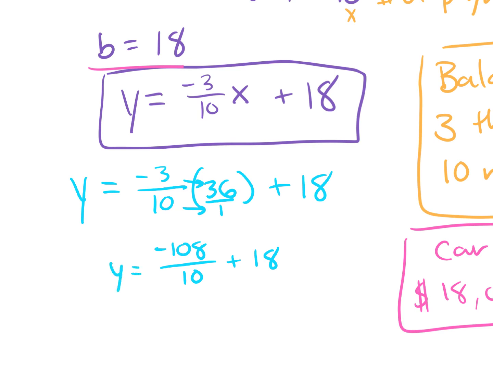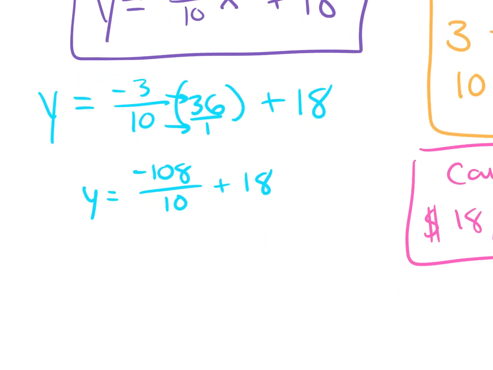Now how do I add fractions? What do I need? A common denominator. So I'm going to make this 18 over 1. And how can I make 18 over 1 have a denominator of 10? Multiply both by 10. So I'm going to make it 180 over 10. And now I just add the numerators together and keep the denominator the same. So negative 108 plus 180 would be 72 over 10.